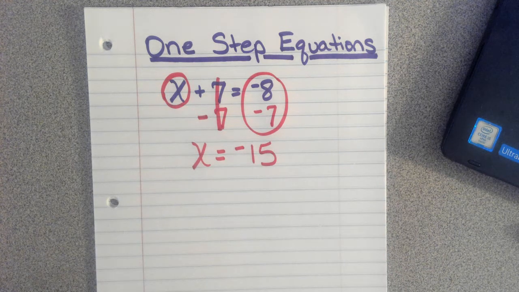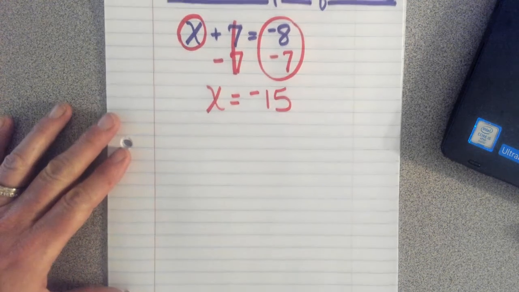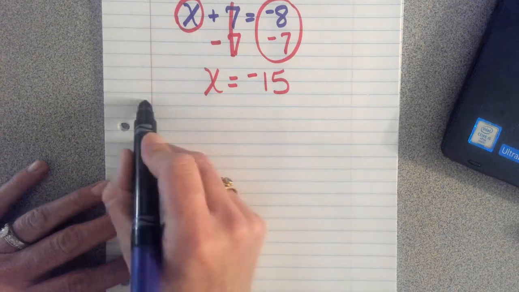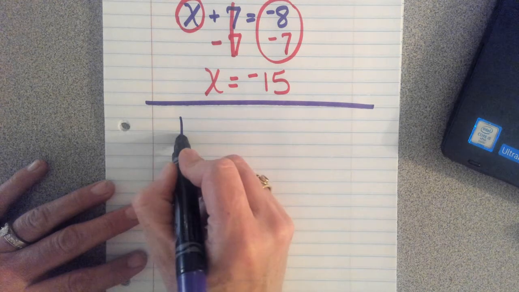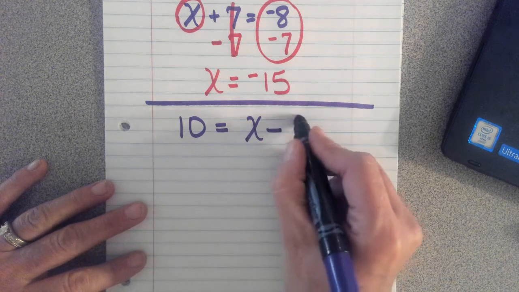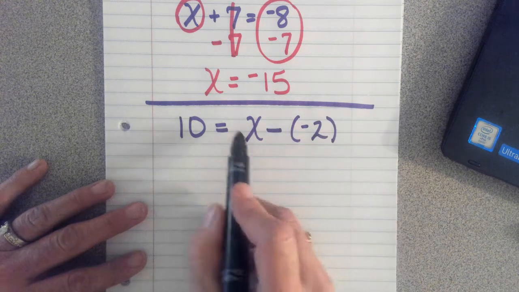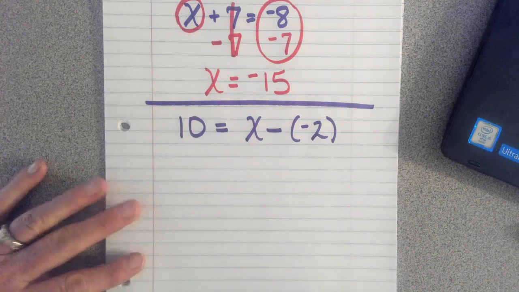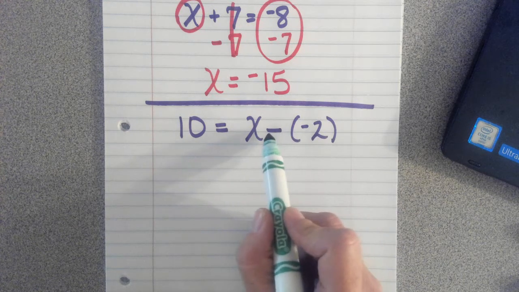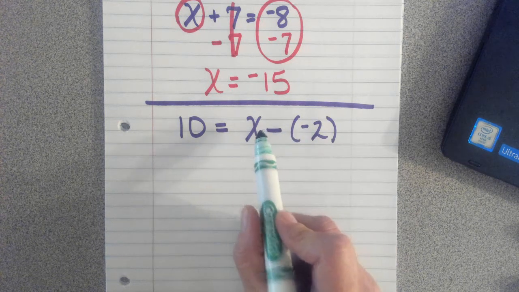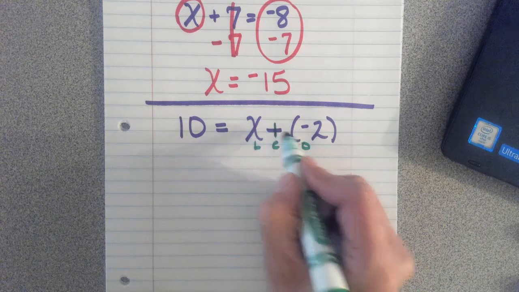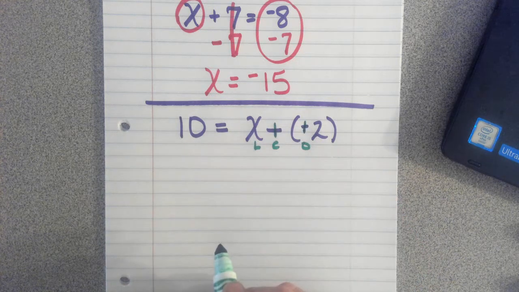Alright, that was one example. Another example is sometimes the variable is on the opposite end of the equation. For example, we've got 10 equals x minus negative 2. So instead of the x being on the left side, sometimes it's on the right side. No problem. But what we need to take care of first is this minus a negative here. And if we work with our LCO, leave it, change it, opposite, that minus minus turns into a change it, opposite, turns into a plus.